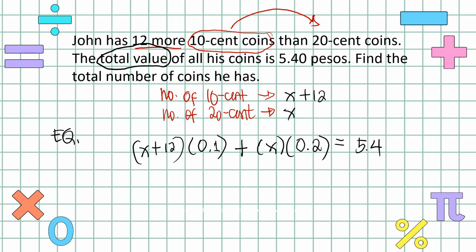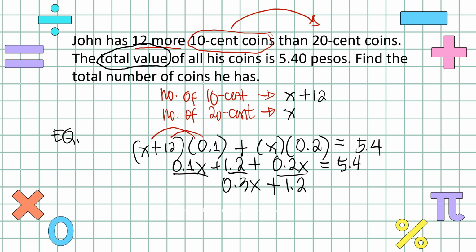Now let's multiply 0.1 to each of the terms. We'll have 0.1x plus 1.2 and then plus 0.2x equals 5.4. Let's add these two. We'll have 0.3x plus 1.2 equals 5.4. And let's subtract 1.2 on both sides, or add negative 1.2. That's the same. We'll have 0.3x. Okay, 0.3x equals 4.2.